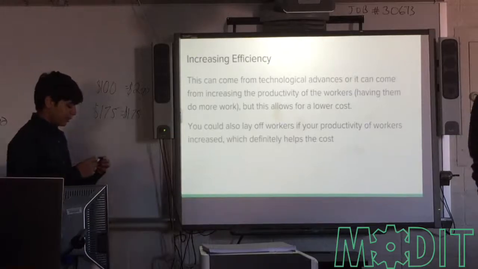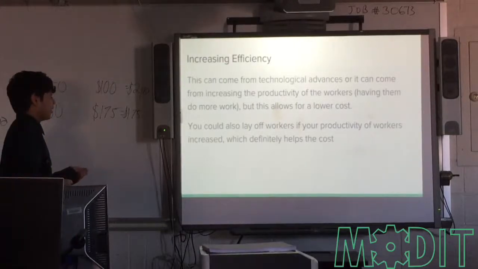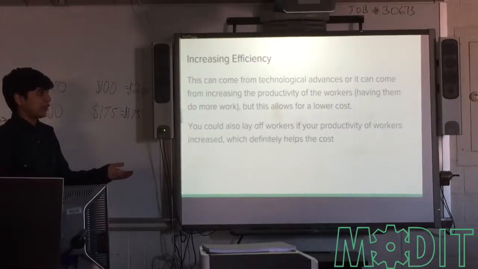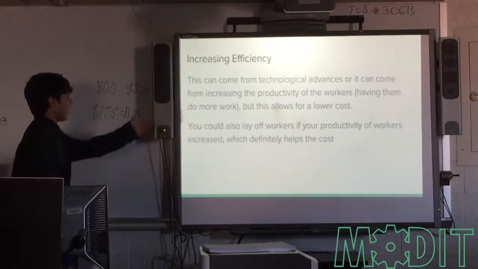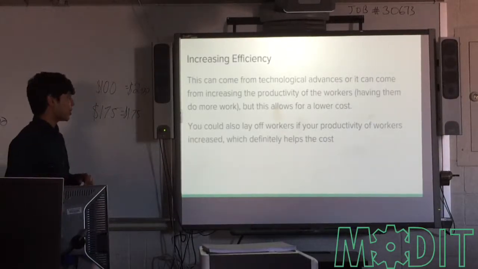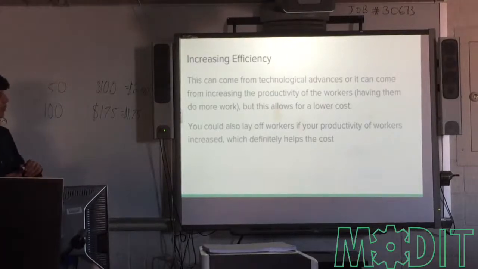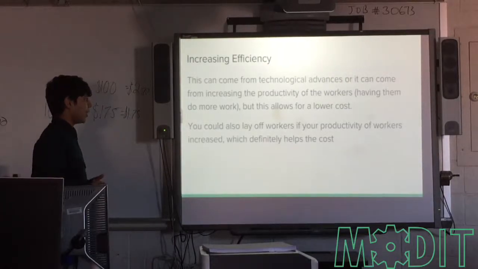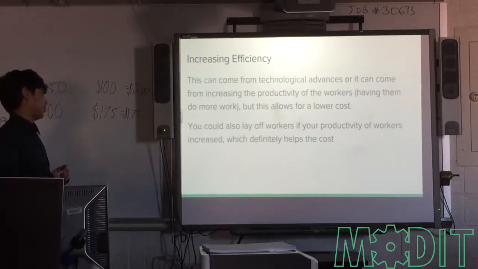And the last point to minimizing costs is to increase efficiency. This can mean technological advances, such as in car manufacturing, where a robot can do 5 to 10 people's jobs from back in the 1900s. Or it can come from increasing the productivity of the workers, so having them do more work for the same amount of money. And that allows for lower costs. When it comes to increasing productivity or technological advances, that means you can also lay off workers. So yeah, it might seem bad to lay off workers, but, oh, it's definitely bad.